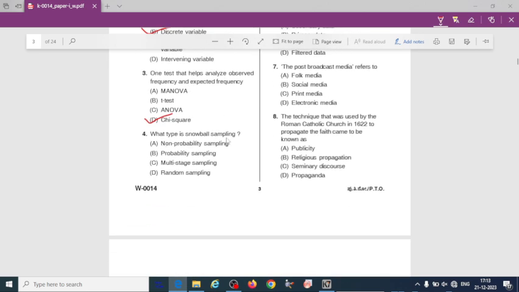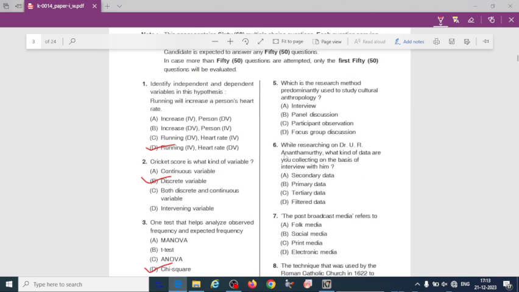What type is snowball sampling? Non-probability, probability, multi-stage, random. Option A is correct here, non-probability sampling. Which is the research method predominantly used to study cultural anthropology? Interview, panel discussion, participant observation, focus group discussion. Fifth is option C, participant observation.